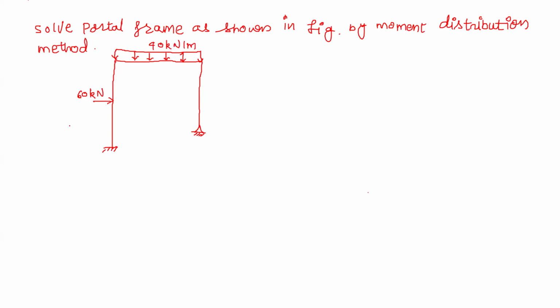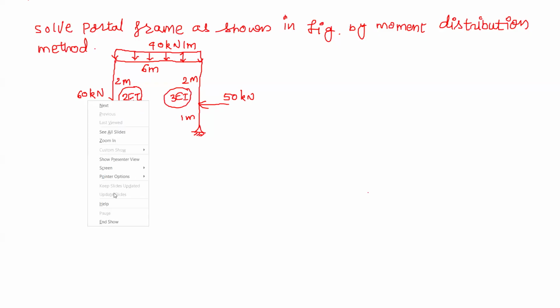Then 6 meter, 2 meter, 2 meter. Then 50 kilonewton, 1 meter, 2 meter. Then value of EI for AB, we have 2 EI. And for this, we have 3 EI. Now I will go little bit fast for step 1 and step 2, which we have already solved in the class. Our main part, that is sway analysis.